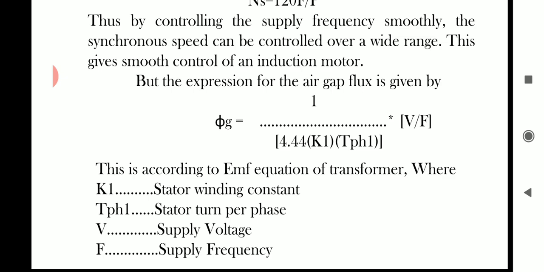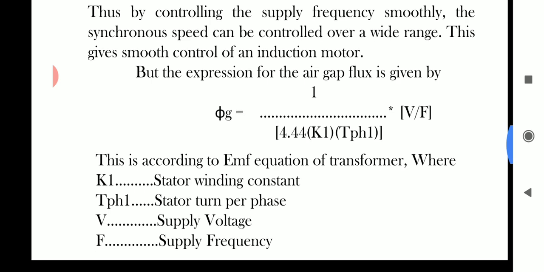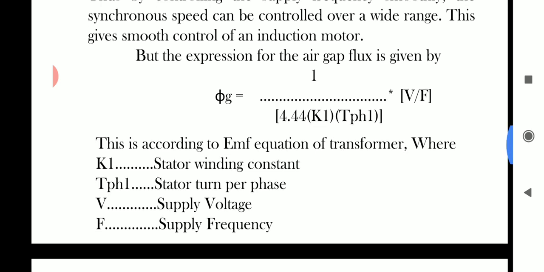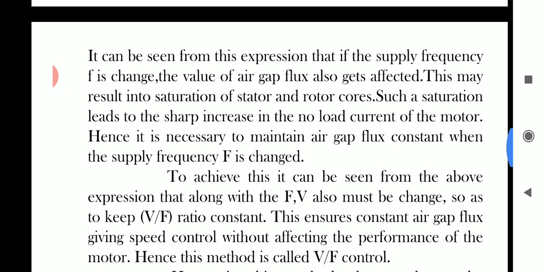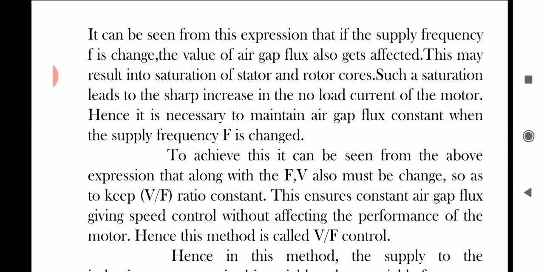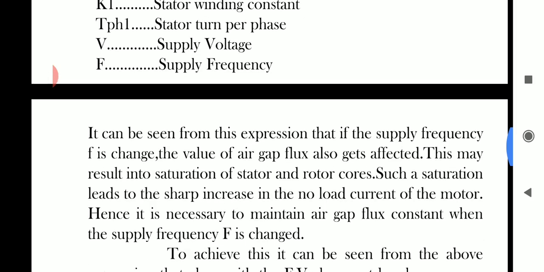So here is the air gap flux, that phi is subscripted by G. So phi G is equal to 1 upon 4.44 K1 TPH1 multiplied by V by F, where K1 is the stator winding constant, TPH1 is the stator turns per phase, V is the supply voltage, and F is the supply frequency. Now the name of the method is V by F control method. It is seen from this expression that if the supply frequency F is changed, the value of air gap flux also gets affected. See here.